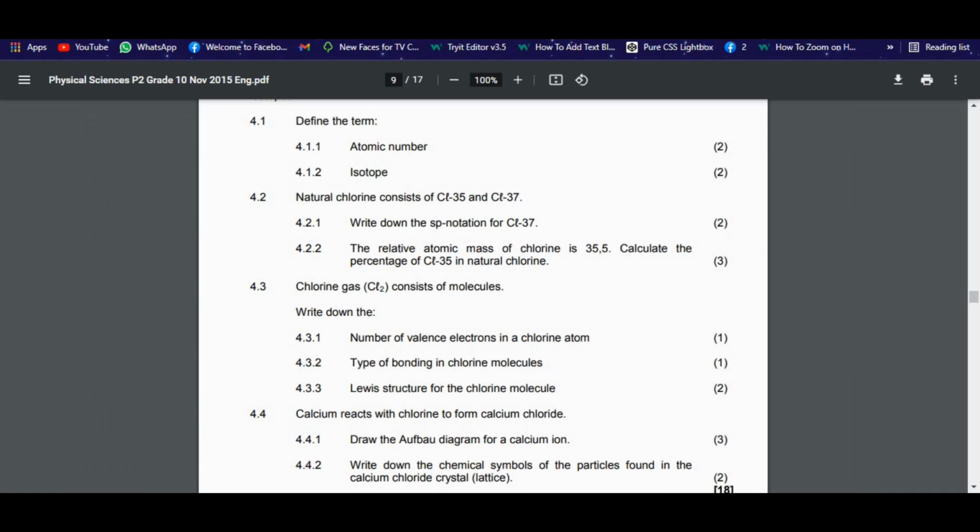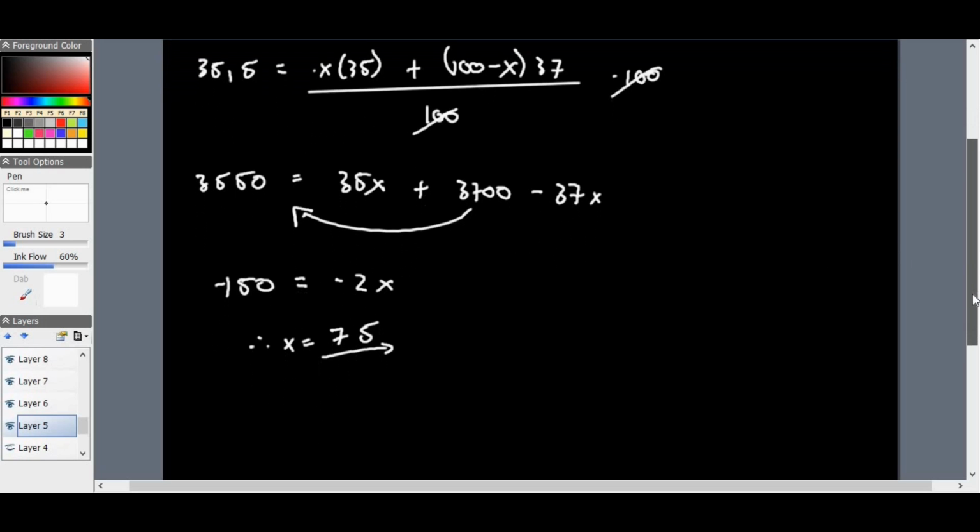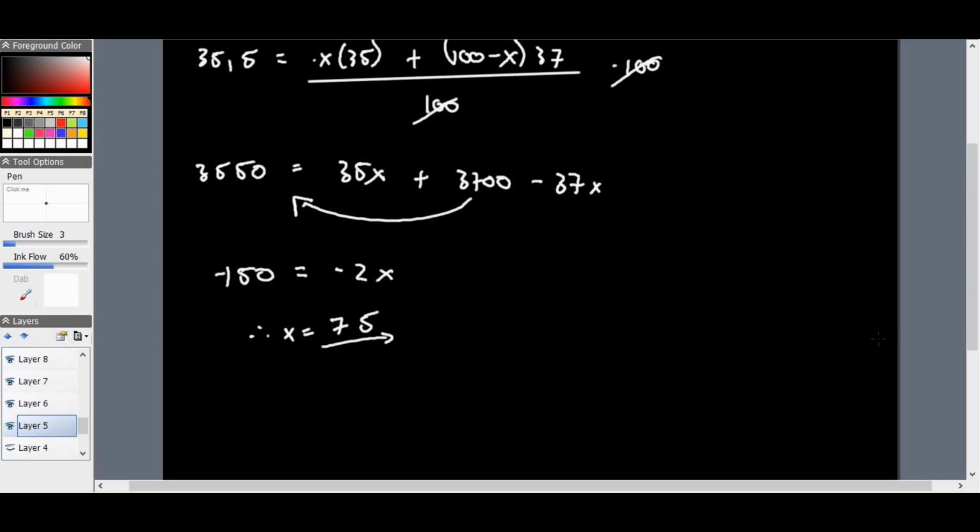The question was, the relative atomic mass of chlorine is 35.5, calculate the percentage of chlorine 35 in natural chlorine, and we calculated that percentage, x, to be 75 as our answer. This one was a bit of a stinky question though, I will admit, but at least we know how to do it now and how to approach this question when it comes up in our papers.